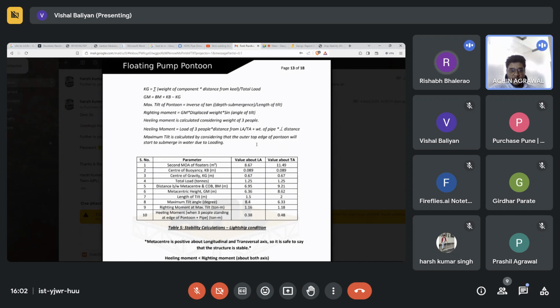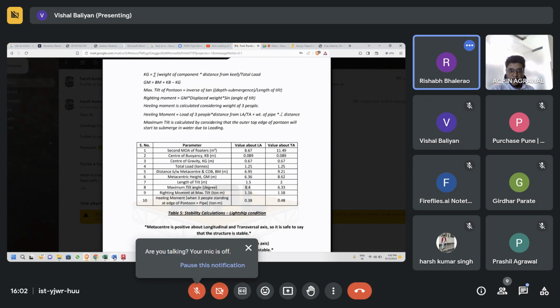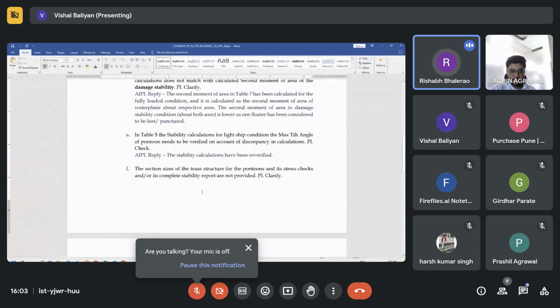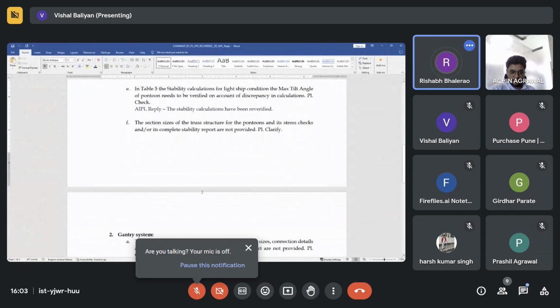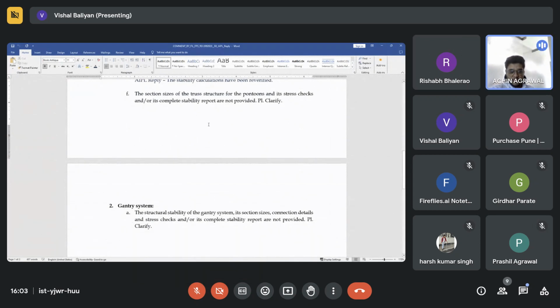Rishabh ji, do you want to add something to this? No, I'll add later on. You can proceed, please. Take the next point, please. Okay, I'll cover these points.